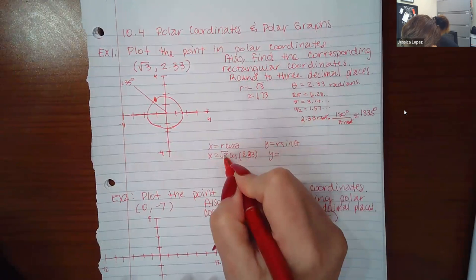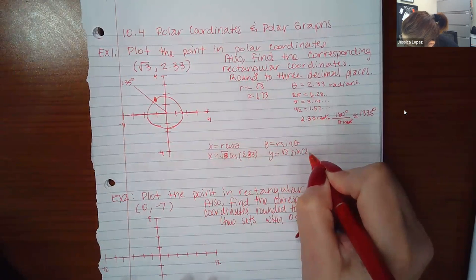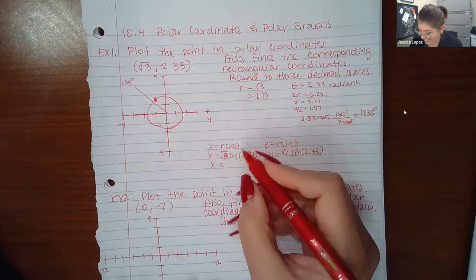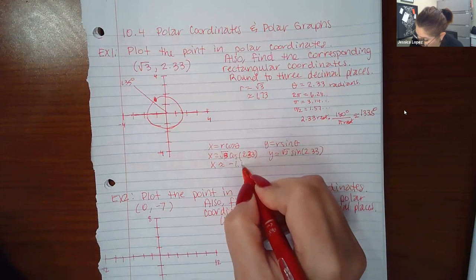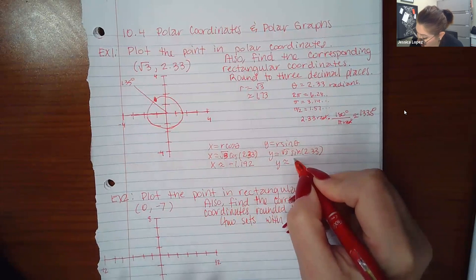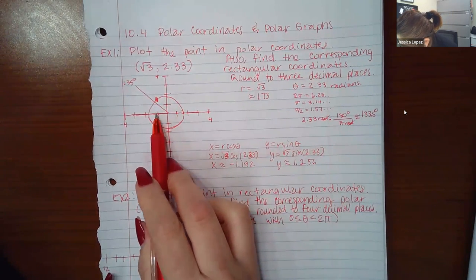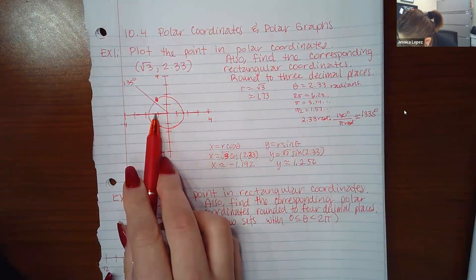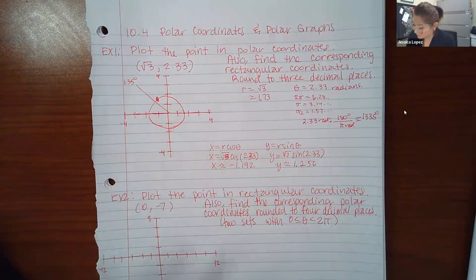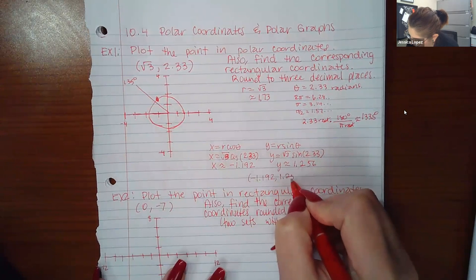So it should be the square root of 3 cosine of 2.33, and the square root of 3 sine of 2.33. If I type those in my calculator and round, I get negative 1.192 for x. And for y, in radian mode, I get 1.256. So negative 1.192, and then go up 1 1/4. So it's about right there. It makes sense. It matches the rectangular coordinates for this point.